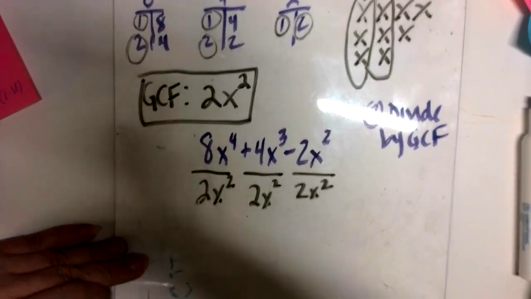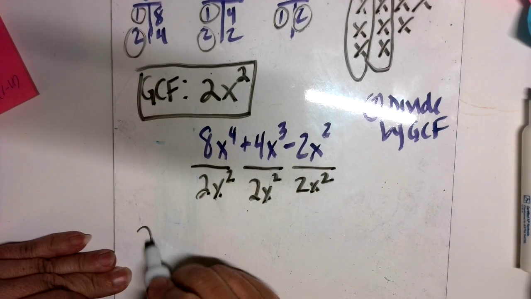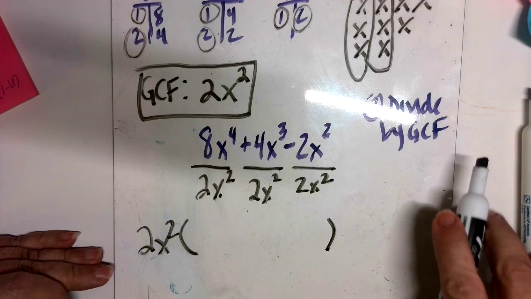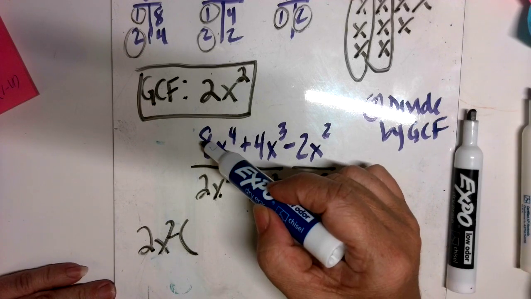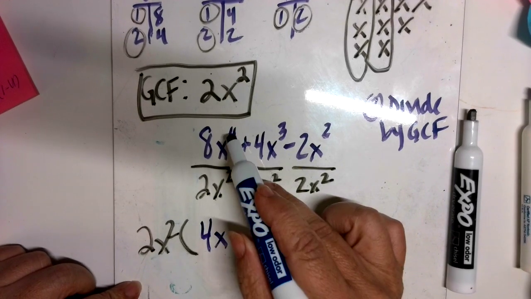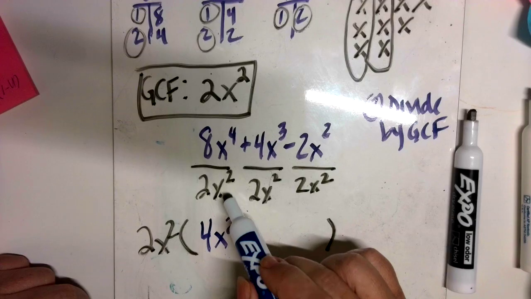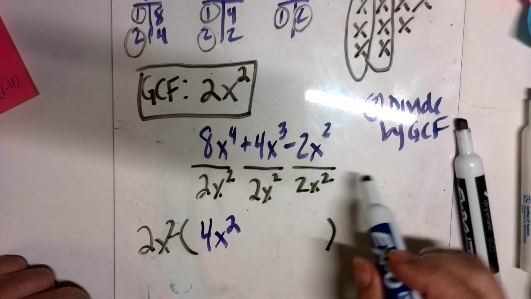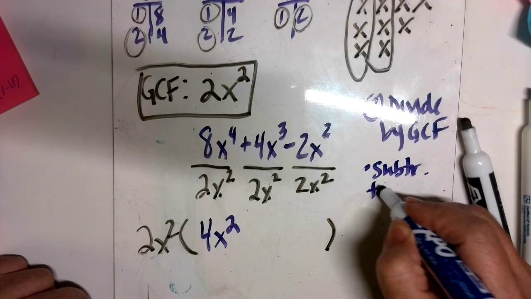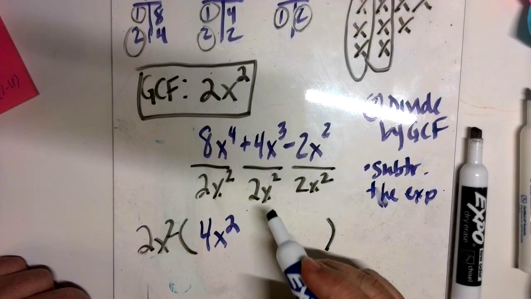So then what do we get? The greatest common factor we're going to put on the outside, 2x squared, and then we're going to put parentheses. So how do you divide? Take the numbers first. 8 divided by 2 is 4. And then x to the 4th divided by x squared is x squared. The rule is subtract the exponents. Maybe you want to write that down here: subtract the exponents.